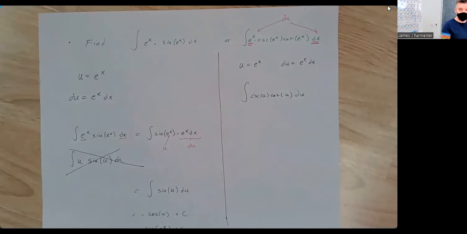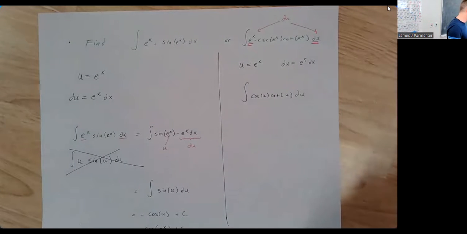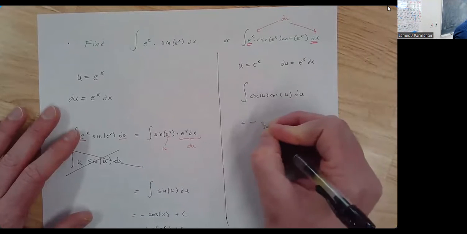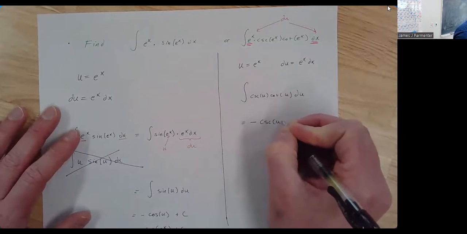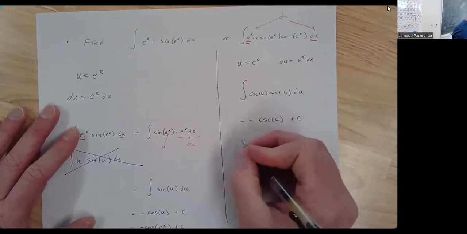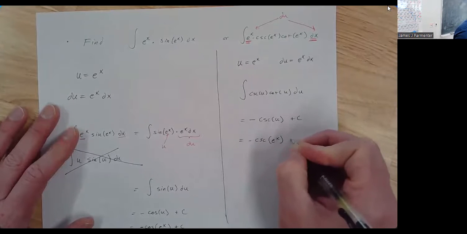And then we have to think of the function whose derivative is cosecant of u times cotangent of u. We know that the derivative of cosecant of x is negative cosecant of x times cotangent of x. So the antiderivative of this should be negative cosecant of u plus c. And then going back to the function we started with, that's negative cosecant of e to the x.